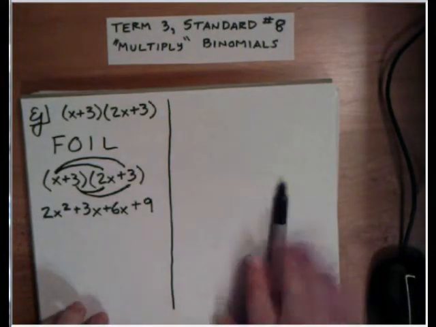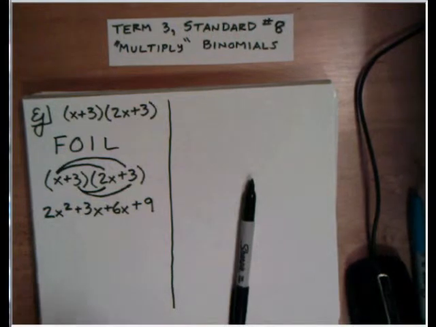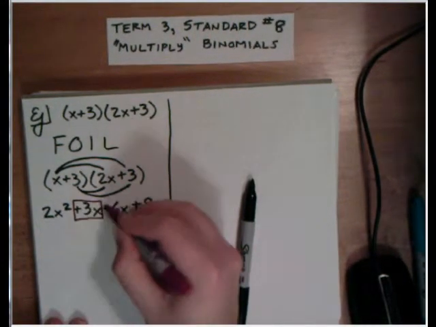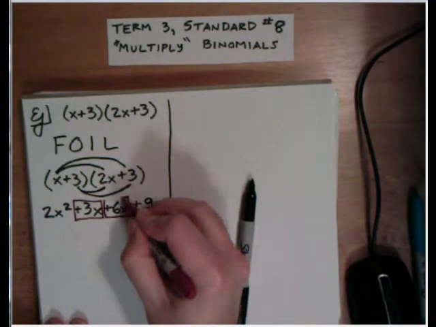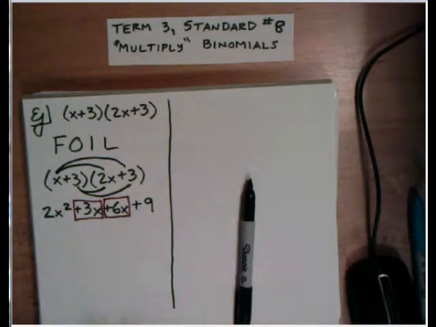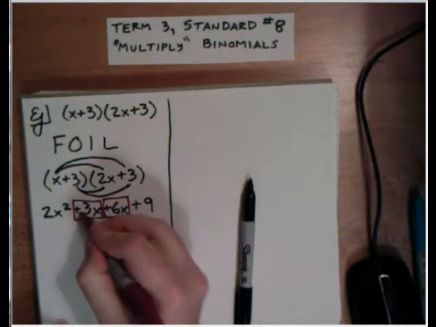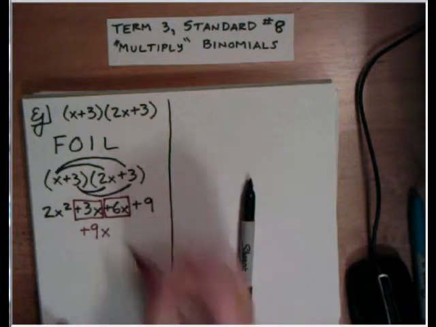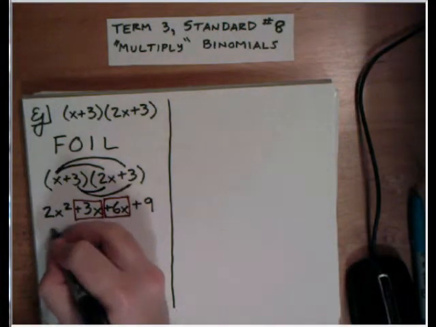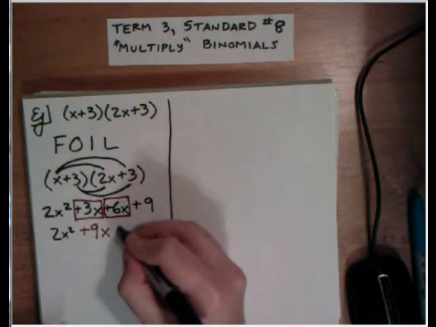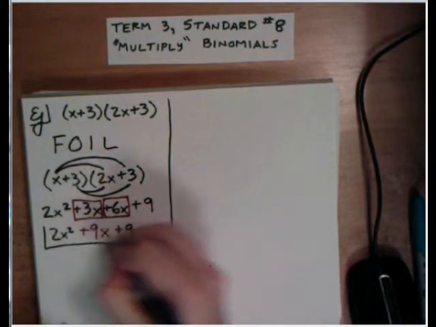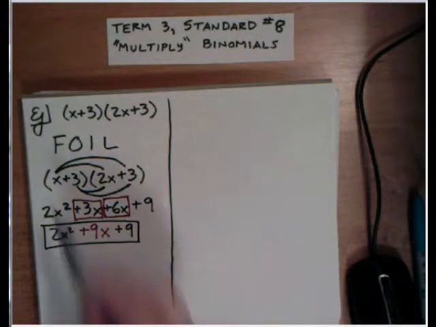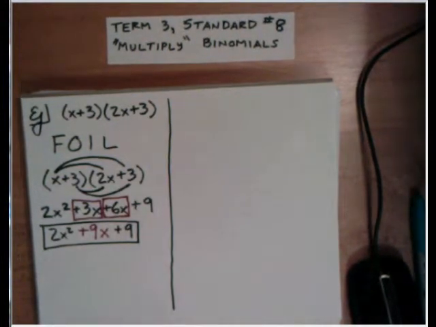So looking at my expressions here, and using a different colored pen just for kicks, I've got positive 3x, I've got positive 6x, and so those are definitely like terms. They're both x terms. Positive 3 plus positive 6 is going to be positive 9x, and then the rest comes down. 2x squared plus 9x plus 9 is my final answer. And there we go, FOIL method. The FOIL method has the little curls, the little rainbows, whatever you want to call them.